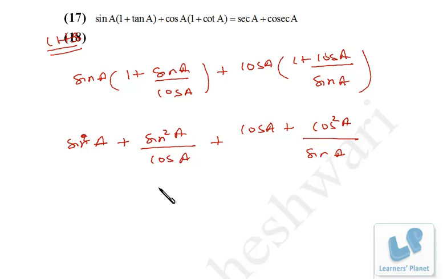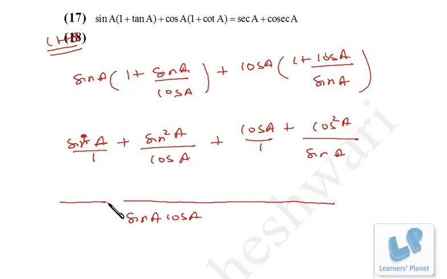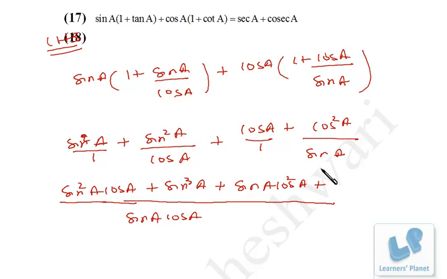Now friends, let's take LCM. So in the denominator we have sin A cos A, right? So here we have 1, here we have 1. So it's 1 into this. So sin A cos A into sin A will be sin square A cos A plus cos A will be cancelled. So it will be sin cube A plus this is sin A cos square A plus sin A is cancelled. So it is cos cube A, right?